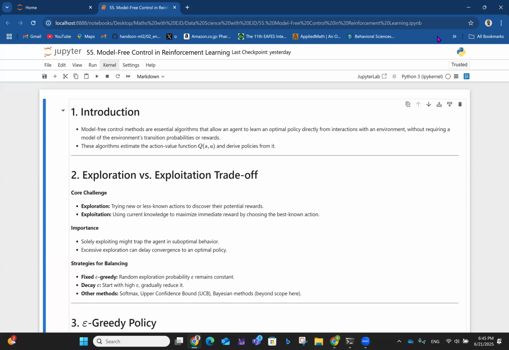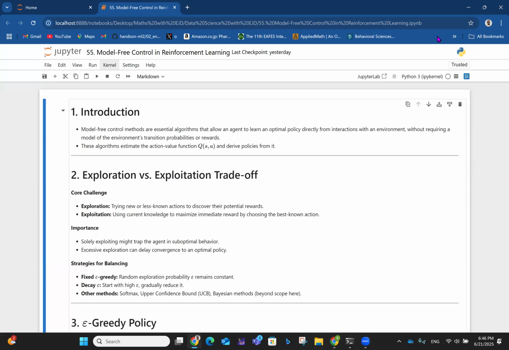And for the last few videos, we've been looking at reinforcement learning, where you have an agent in a particular state taking certain actions leading to certain rewards, and it keeps changing like that. So here we are looking at model free control in reinforcement learning.